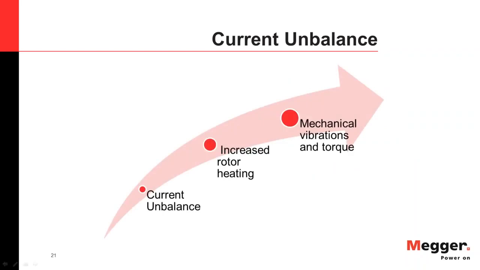So before the concept of negative sequence, when all the sequence components came into the picture, many people saw that if a current unbalance occurs in a motor or a generator, there was an increased amount of rotor heating. Because of that rotor heating, there were mechanical vibrations and torque. But nobody was able to identify the cause, or theoretically explain why current unbalance causes vibrations and torque.